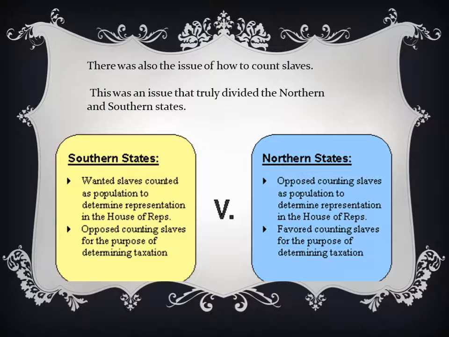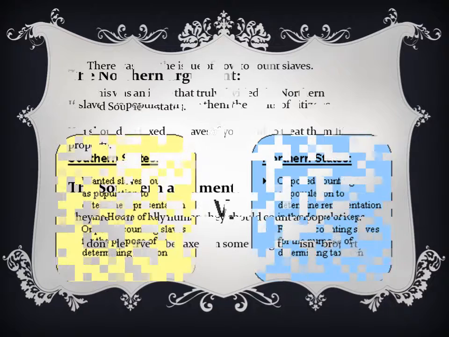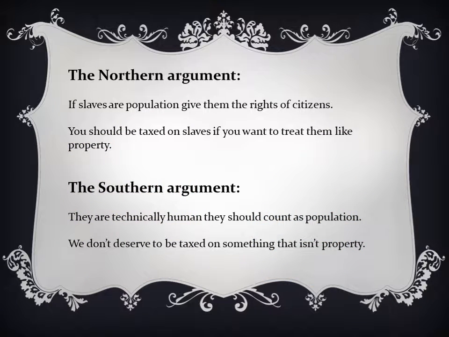There were many arguments, and here's the second one: the conflict of how the slaves would be counted. This debate caused a lot of issues between the North and the South, who disagreed greatly. The northern states said that it was unfair to count the slaves as population if they didn't have the same rights as the rest of the population. They thought that the southerners shouldn't have treated them as property if they didn't want to be taxed on them, like property. The southerners argued that the slaves were human despite what rights they had, and thus should be counted as population. They thought that if slaves were not actually property, then they shouldn't be taxed.